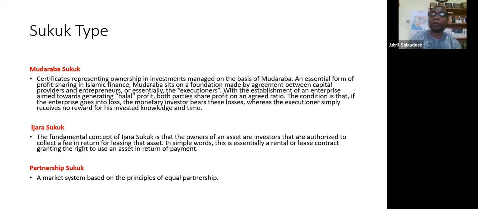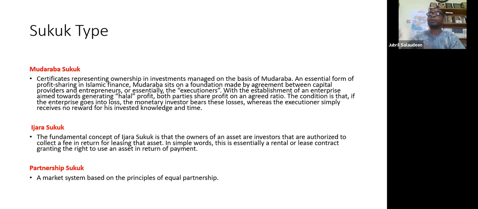In simple words, this is essentially a rental or a lease contract, granting the right to use an asset in return for payment. So you want to use sukuk, for instance, for the construction of a road. So what we've done is that we've collected the money and we have an SPV. The money is given to the SPV. The federal government then said, we want to use this fund for the construction of a road. So they must hit the ground.